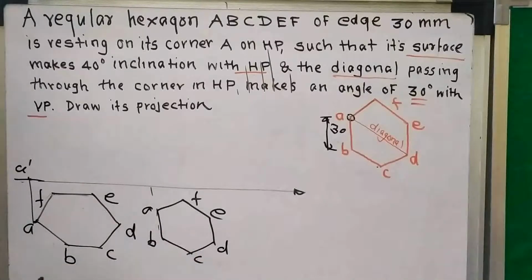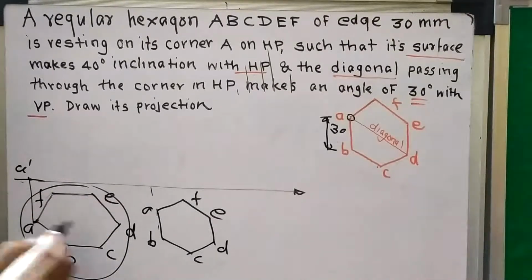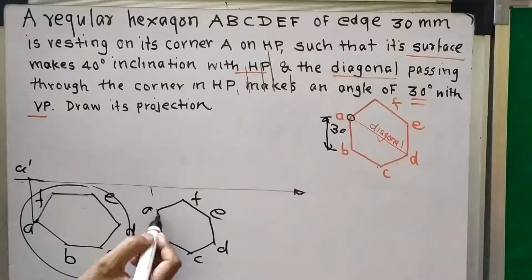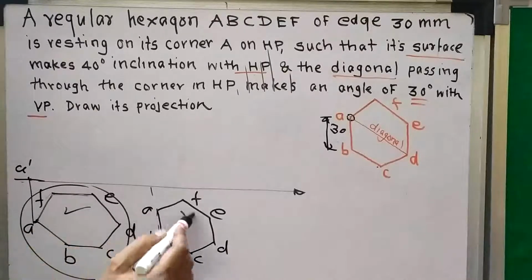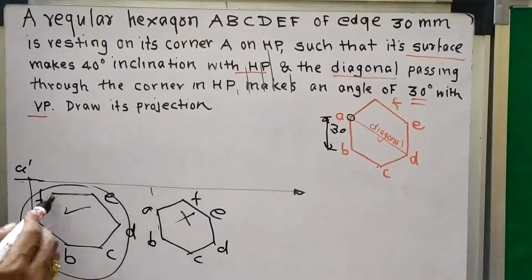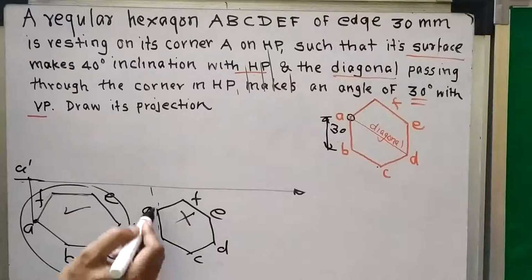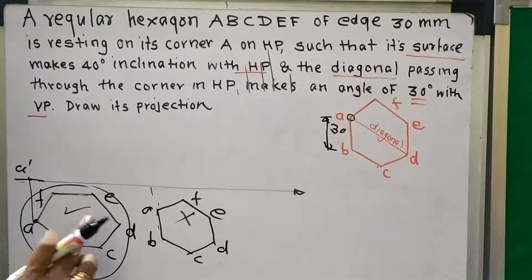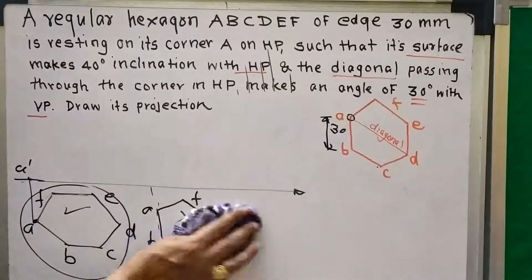Now in this problem, our hexagon is resting on the corner, so I will select this position as it is resting on the corner. And if the hexagon is resting on the side, in that case I will select the position with AB perpendicular. So I will select this position, not this, because in our problem it is resting on the corner, not on the side. If it is resting on the side, then I will draw that case. So let's draw this hexagon. Now how I can draw the hexagon, that we will see now.